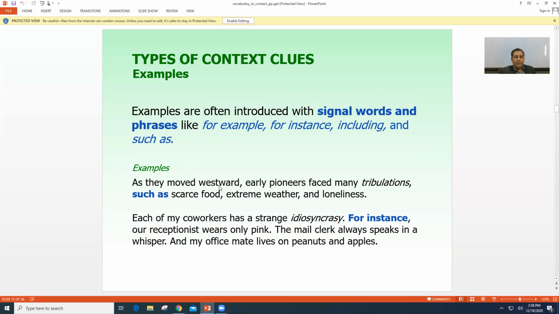Example is given. As they moved westward, early pioneers faced many tribulations, such as, now this phrase, such as, gives us an idea that we are going to have example clues. Like here, each of my co-workers has a strange idiosyncrasy. For instance, now this word for instance has given us an idea that we are going to have example clues in the sentence. So when you have got the signal words like for example, for instance, including, and such as, you should know that you are going to have example clues.